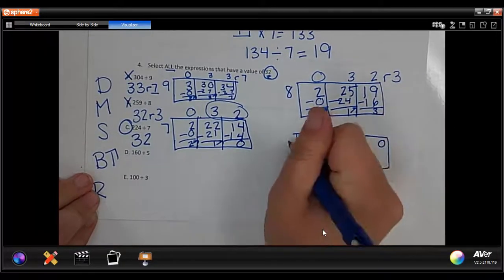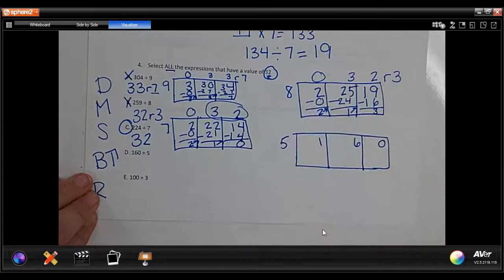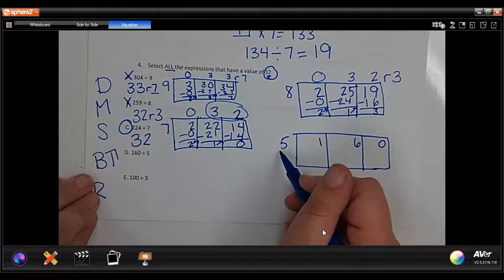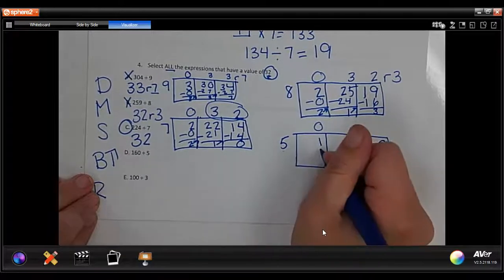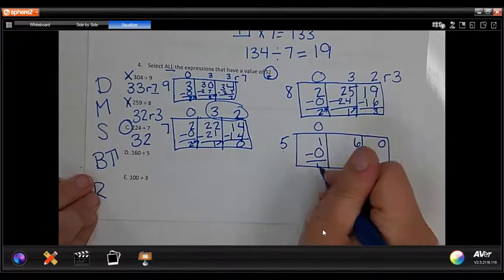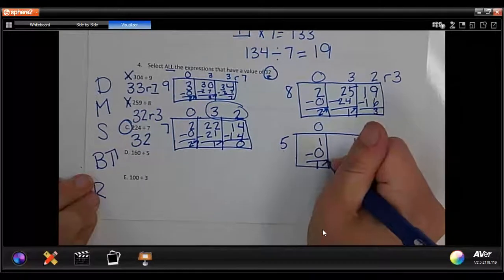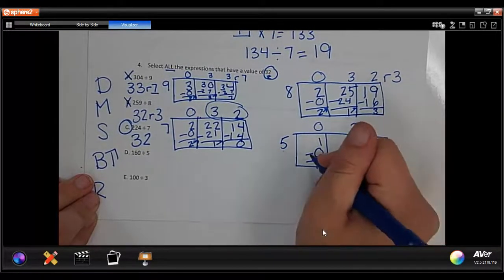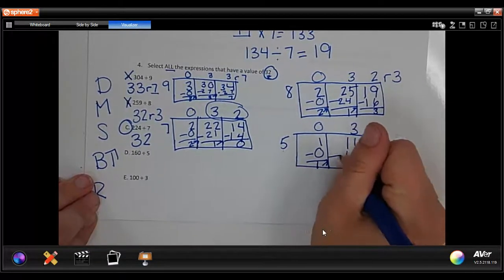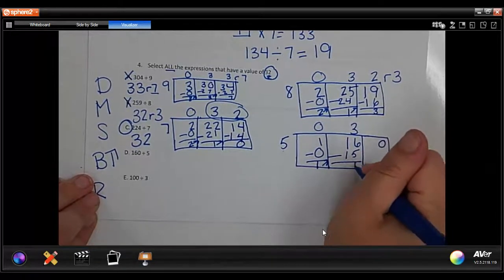160 inside for my dividend, 5 on the outside for my divisor. I'm asking myself, how many times does 5 go into 1? That is 0. 5 times 0 is 0. 1 minus 0 is 1. Bring up my 1. 16. 5 goes into 16 3 times. 5 times 3 is 15. Subtract. 16 minus 15 is 1.